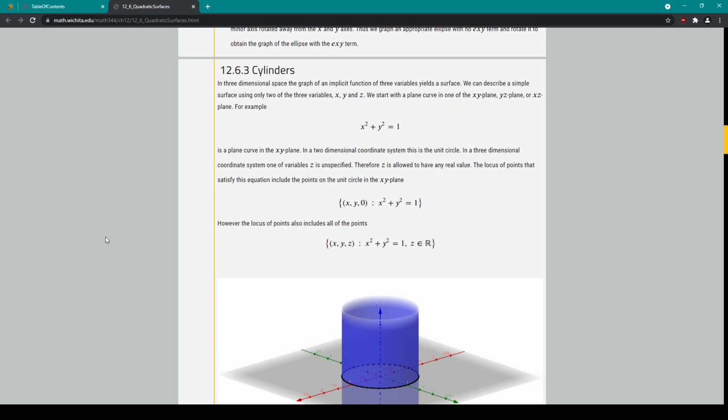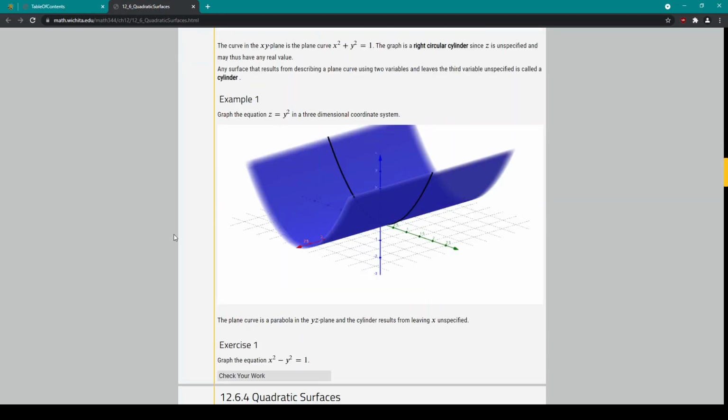So here we have z missing, so it's a vertical cylinder. Okay, and then you can have one that points parallel to the X or Y axis as well. Or, of course, you can also have one that points along any axis, but that would make the equation a little bit more complicated.